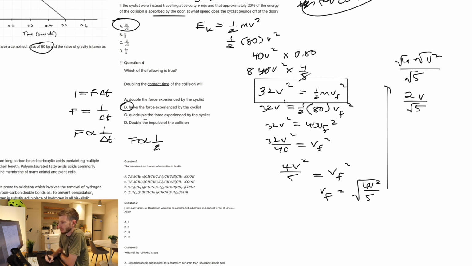It's not any of the others. Quadruple would be a squared relationship. A double would be a linear relationship, or a direct relationship. And D, double the impulse of the collision. Impulse of a collision is fixed. It's down to the change in momentum. The mass is not changing, and the change in velocity is also not changing for this particular incident. So therefore you actually can't change the impulse of a particular collision without changing one of those two variables.